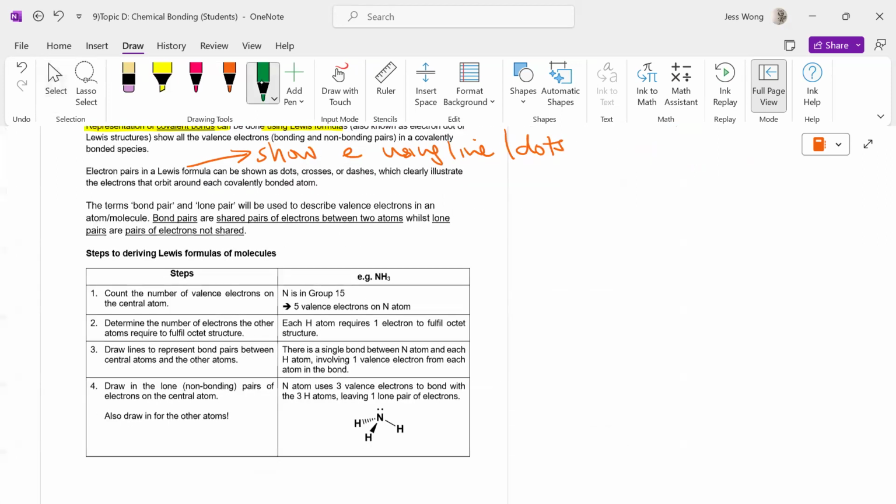So to draw a Lewis structure, the first thing we do is count electrons. For example, maybe I don't draw ammonia, I may draw PCl3. Following the formula, we usually place the less electronegative atom in the center, as the central atom.